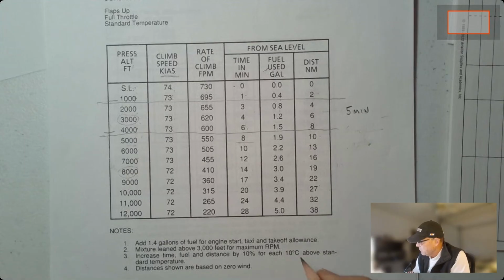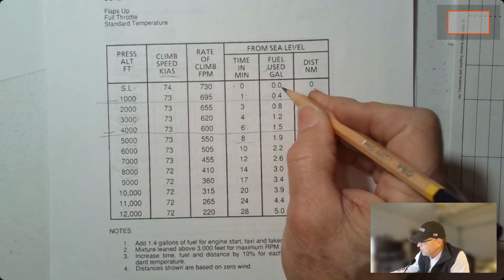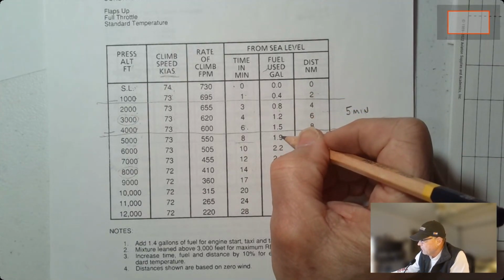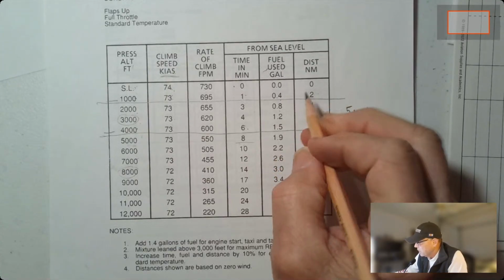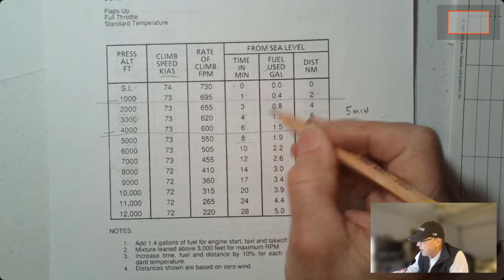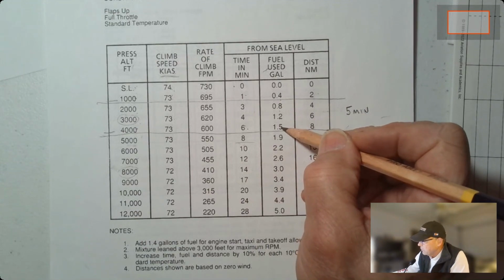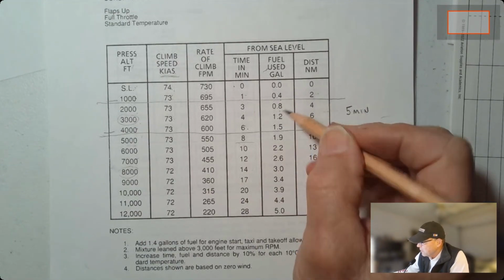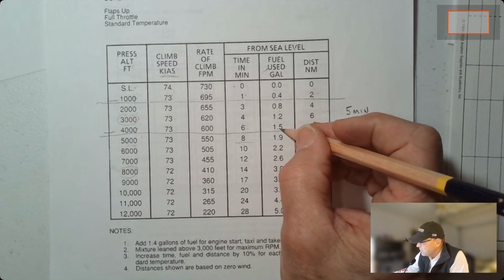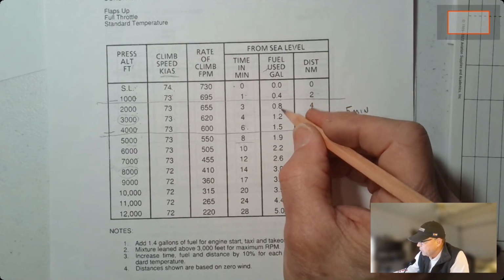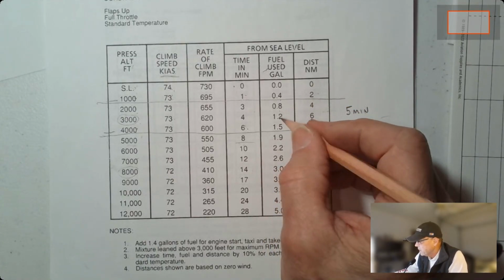The other thing that we need to talk about is point number 1 here on the notes. Add 1.4 gallons of fuel for engine start, taxi, and takeoff allowance, because this chart does give us the fuel used during the climb. So time and fuel are independent of what the wind conditions are. So we can pull our fuel used right off of this chart right here.